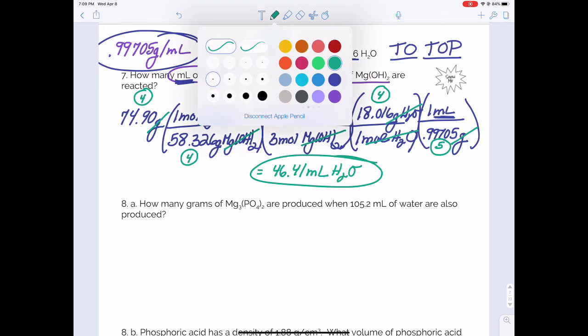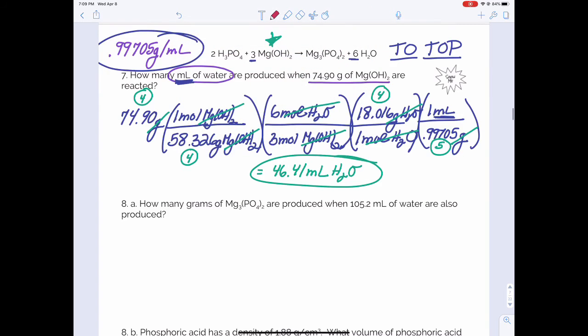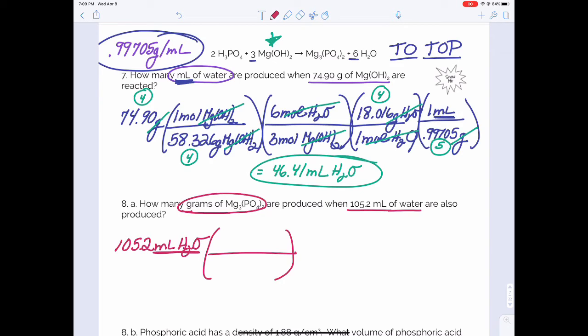Okay, let's do another one. This one's going to be slightly different because it's not asking us to find milliliters of water. It's asking us to find grams of magnesium phosphate, and this time we're starting with volume of water. So again, 105.2 milliliters of water. My clue goes out front. My first parenthesis, since this is milliliters of water, this must be milliliters of water here. Remember from the density of water that it's 1 milliliter of water to 0.99705 grams of water. I'm using the density of water.